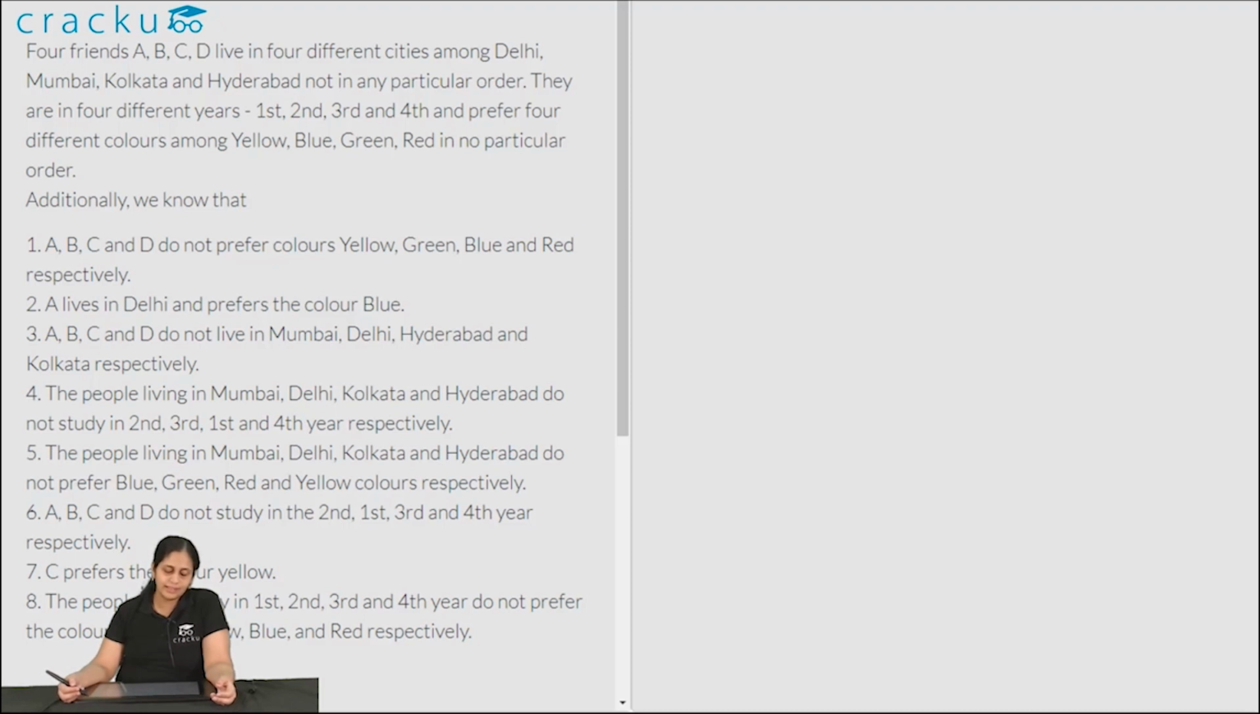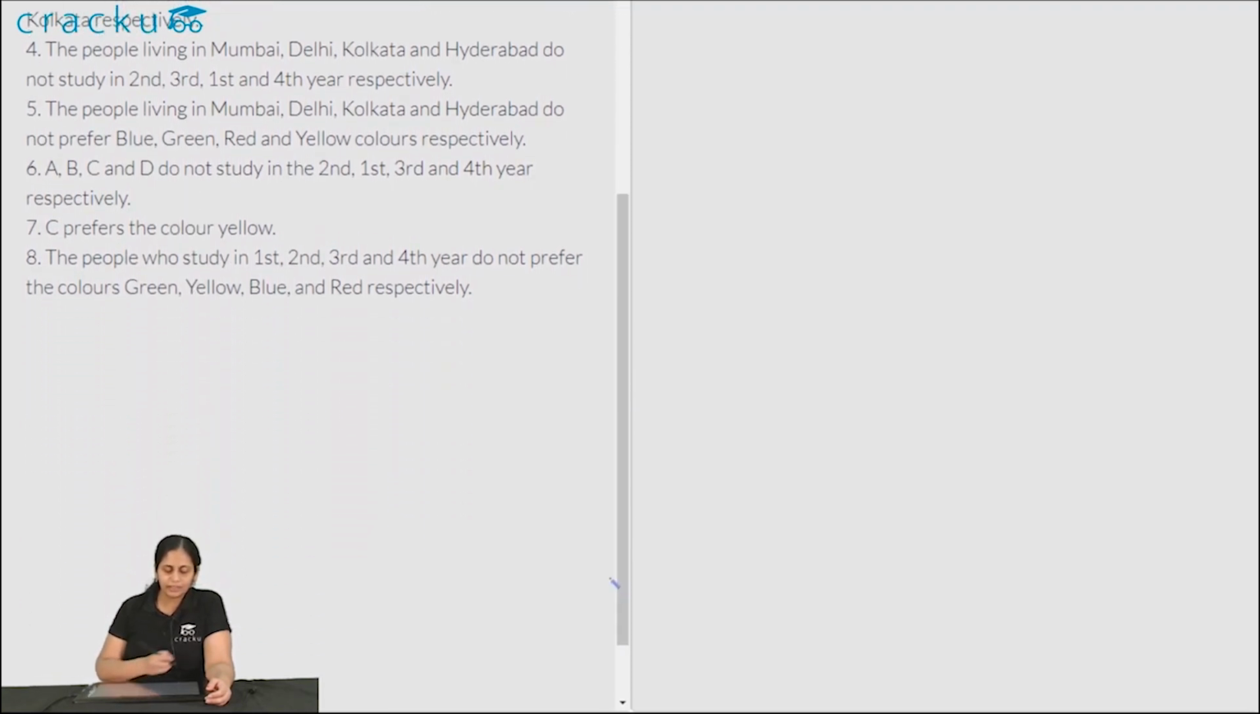4 friends A, B, C, D live in 4 different cities among Delhi, Mumbai, Kolkata and Hyderabad, not in any particular order. They are in 4 different years, 1st, 2nd, 3rd and 4th, and prefer 4 different colors among yellow, blue, green, red in no particular order. Additionally, we know that A, B, C and D do not prefer colors yellow, green, blue and red respectively. A lives in Delhi and prefers the color blue. A, B, C do not live in Mumbai, Delhi, Hyderabad and Kolkata respectively. The people living in Mumbai, Delhi, Kolkata and Hyderabad do not study in the 2nd, 3rd, 1st and 4th year respectively. The people living in Mumbai, Delhi, Kolkata and Hyderabad do not prefer blue, green, red and yellow colors respectively.